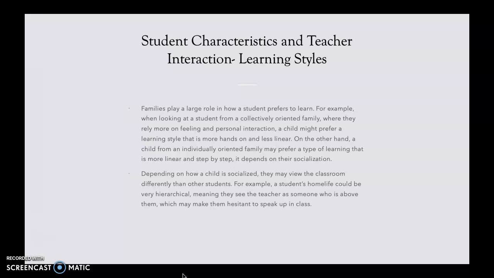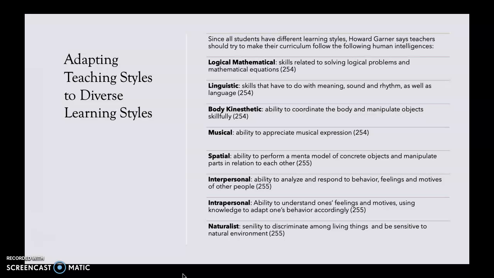Depending on how a child is socialized, they may view the classroom differently than others. For example, a student's home life could be very hierarchical, meaning they see the teacher as someone who is above them, which may make them hesitant to speak up in class. So it's important to understand how a student has been socialized in order to make them engage in class and feel comfortable speaking up, and also so you can know what type of learning is best for them, whether this be a discussion or a handout or anything that they are most comfortable with learning. That all depends on their socialization. So it's adapting teaching styles to diverse learning styles.